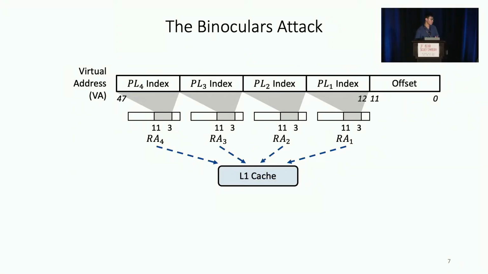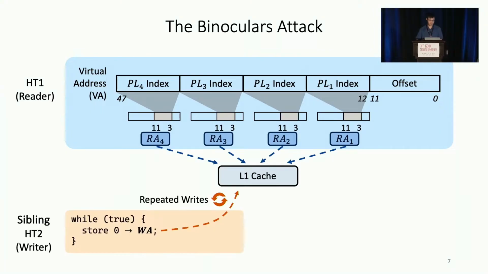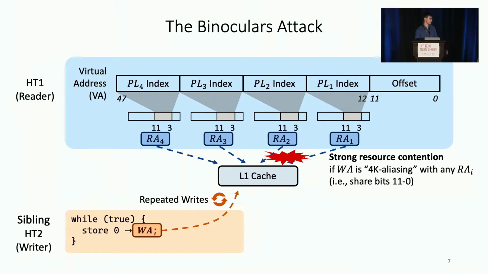Now, here is a surprising behavior that we observed on Intel processors, which leads to the Binoculars attack. We found that if hyperthread 1, the reader thread, is performing a single TLB missing access, which triggers a page walk that reads from RA4, RA3, RA2, and RA1, while the sibling hyperthread 2, the writer, keeps writing to an address WA, a strong resource contention can occur if the WA is 4K aliasing with any of the RAs. By 4K aliasing, it means that they are sharing bits 11 to 0.